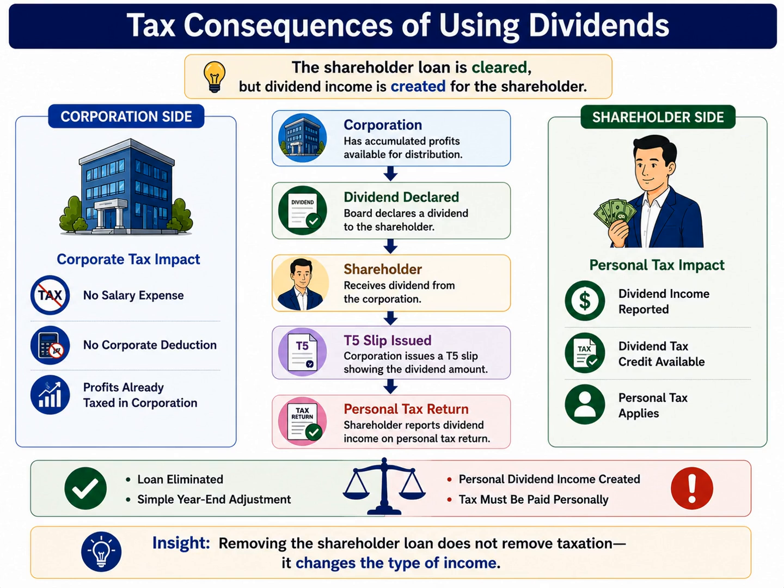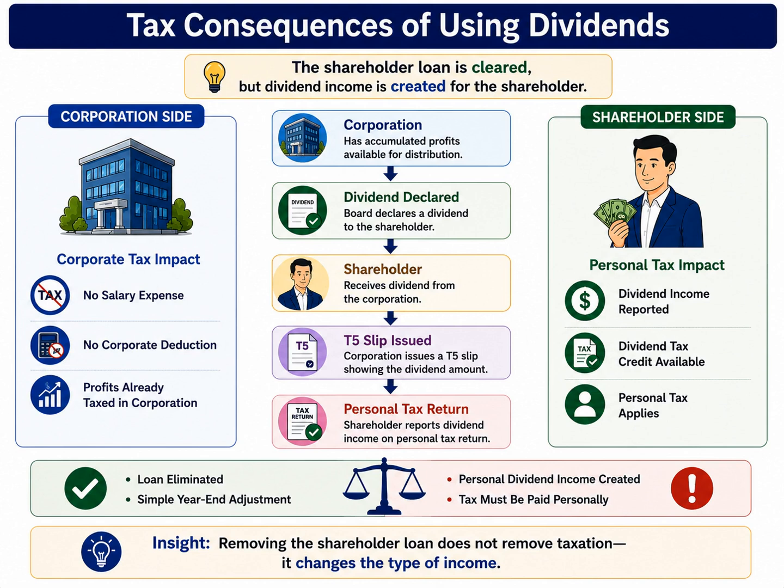One of the most important principles in tax planning is that eliminating a shareholder loan balance does not eliminate taxation. Instead, it changes the nature of the transaction. Before the adjustment, the amount existed as a shareholder loan balance. After the dividend is declared and applied, the loan balance disappears, but dividend income is created for the shareholder.